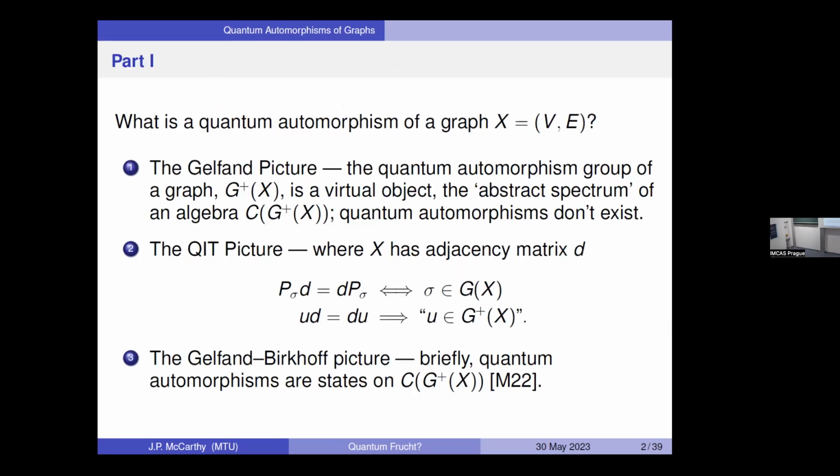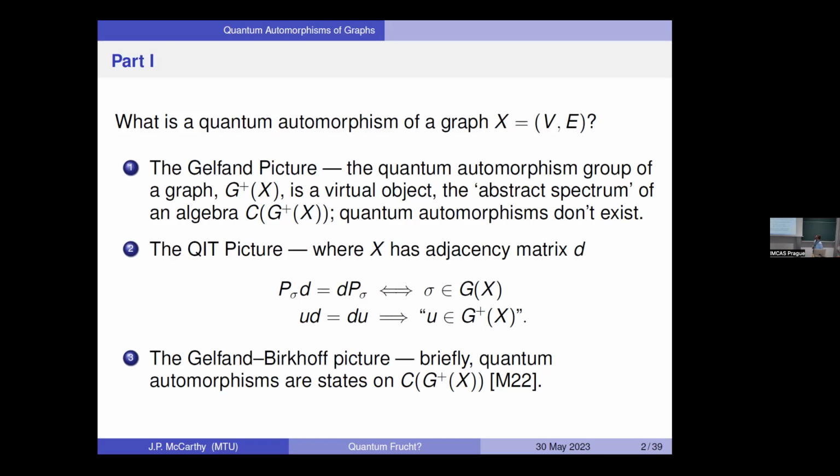So the conventional view in compact quantum groups, we'll see all these objects written down properly in time, is that you've got a non-commutative algebra of functions on this virtual object, this quantum automorphism group. This thing isn't a set, it's just a virtual object. It doesn't make sense to talk about a quantum automorphism. That's from compact quantum groups.